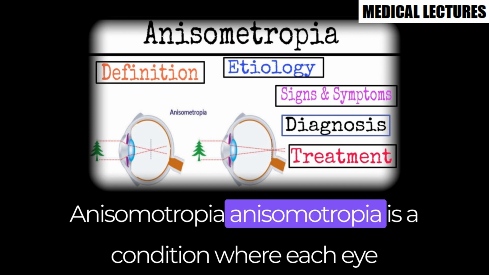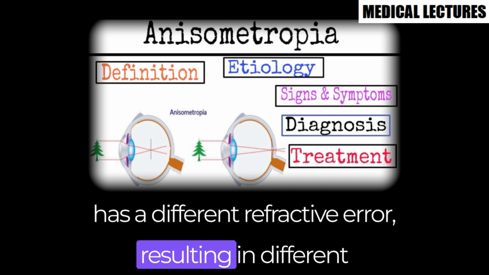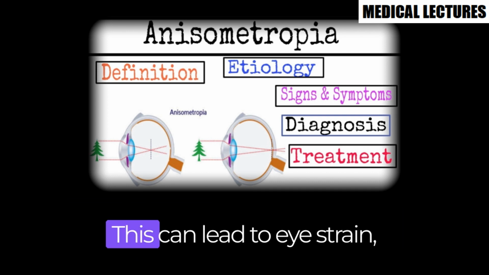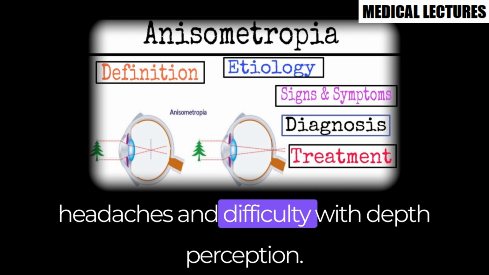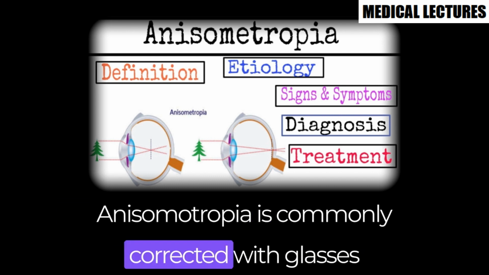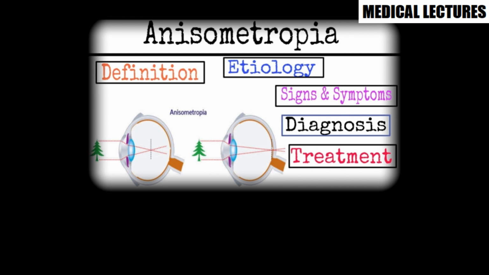Anisometropia. Anisometropia is a condition where each eye has a different refractive error, resulting in different levels of visual acuity between the two eyes. This can lead to eye strain, headaches, and difficulty with depth perception. Anisometropia is commonly corrected with glasses or contact lenses that have different prescriptions for each eye.